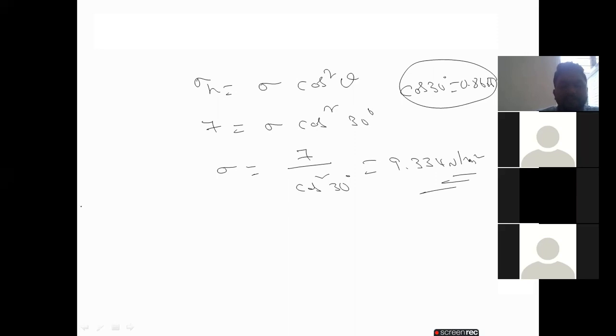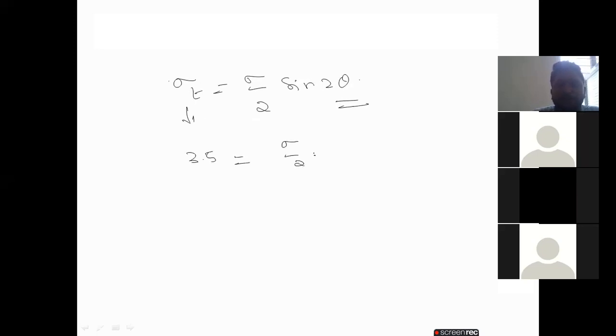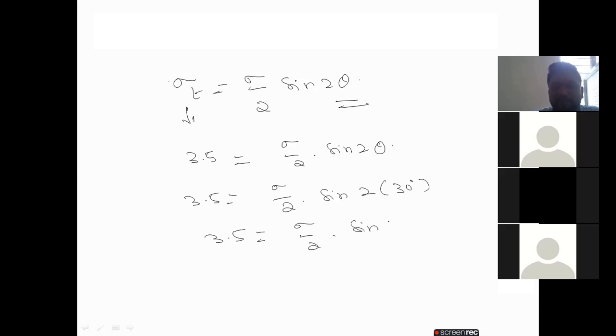Next, they have given the sigma t value. I will write here sigma t equal to, the formula we know, sigma by 2 into sine 2 theta. The sigma t value is 3.5. So 3.5 equal to sigma by 2 into sine 2 into theta, where theta is 30 degrees. So 3.5 equal to sigma by 2 into sine 60 degrees. So now sigma equal to 3.5 multiplied by 2 by sine 60 degrees. So tell me the answer, the sigma.